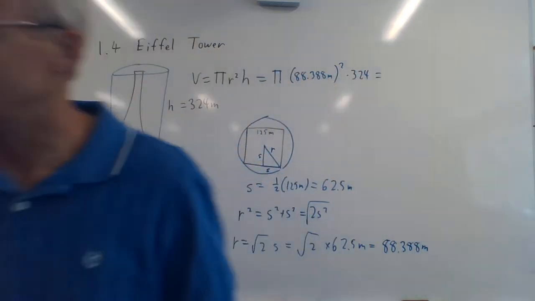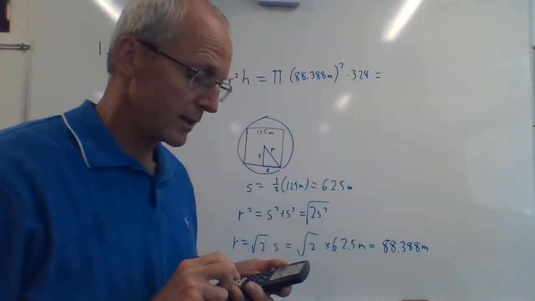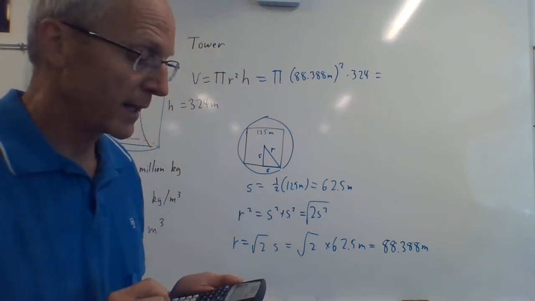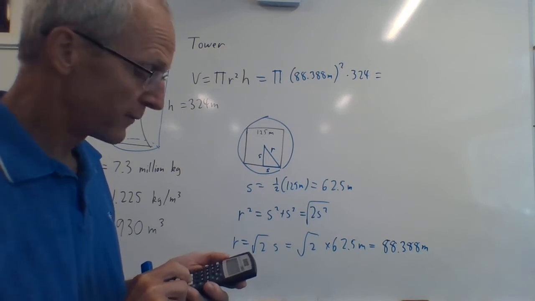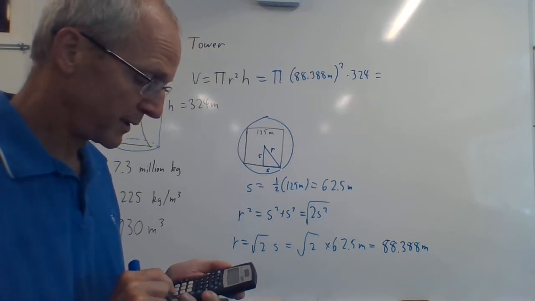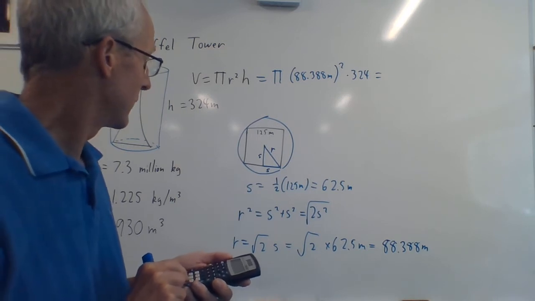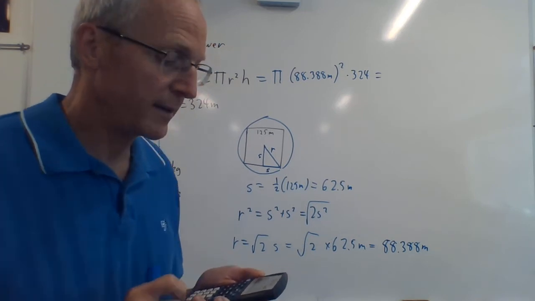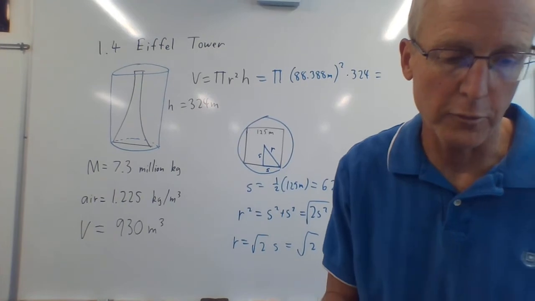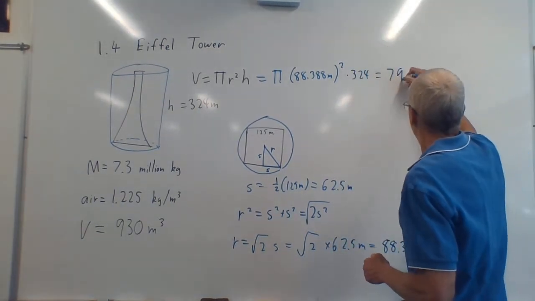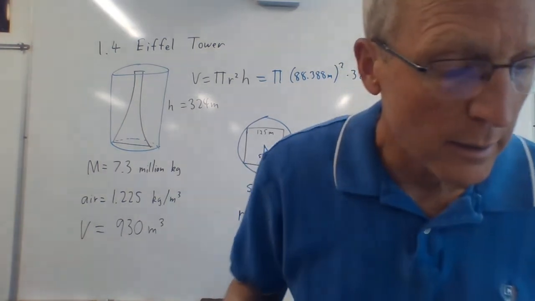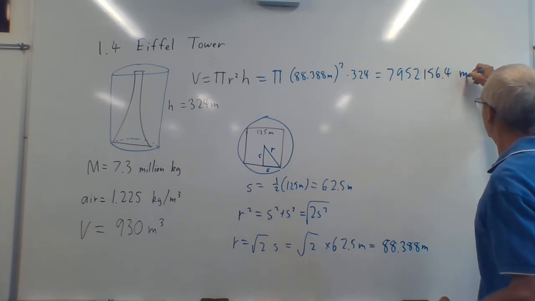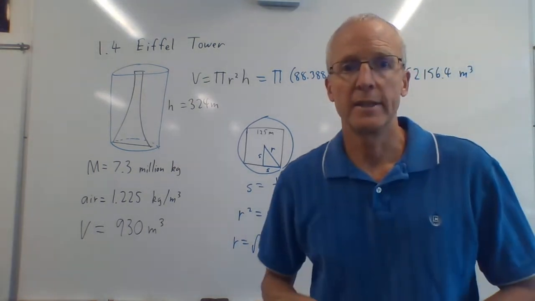So let's see what that is, and it's always good to keep the number in your calculator. That's 7,812.5 times pi times 324. I get 7952156.404. I'm going to stop there, 7952156.4. It's pretty good. That's how many meters cubed the volume of the cylinder is.